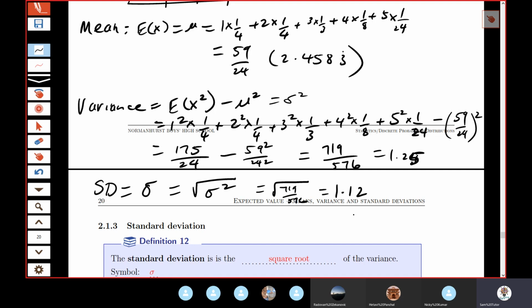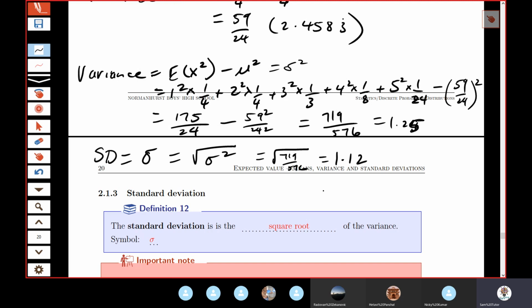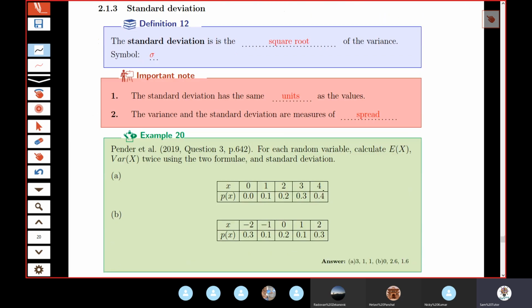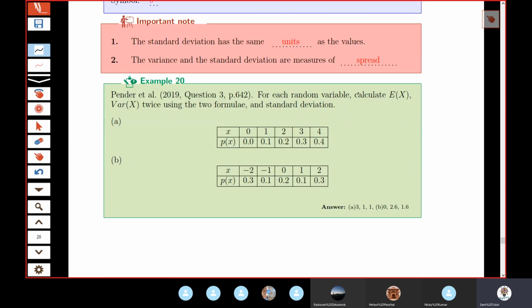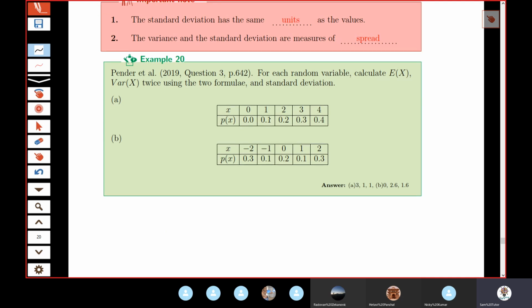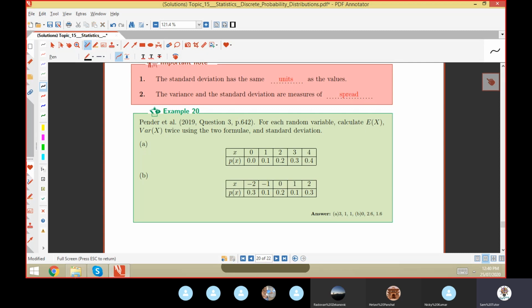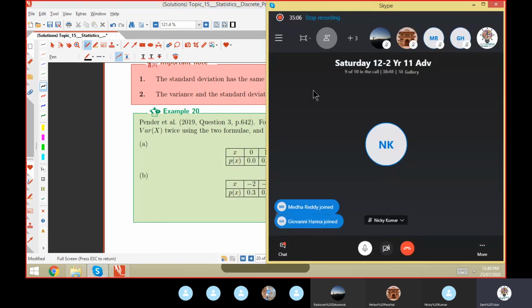All right. Any questions? No, still good. For each random variable, calculate. All right, let's go. I guess I'm just going to wait for you guys now. I'll pause the recording. You don't need to do it 2 ways.